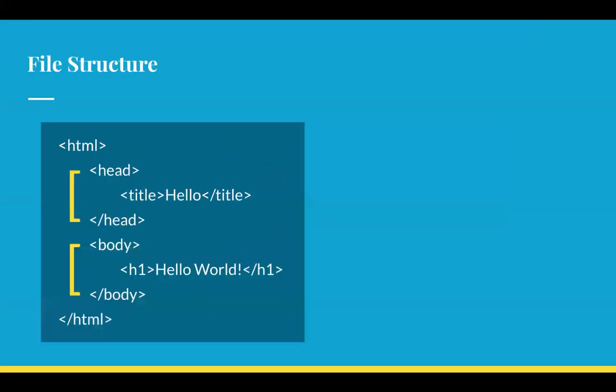HTML files must have defining HTML, head, and body tags in order for the browser to know how to read the file. The head contains information like the page title that appears in the browser tab, metadata, and keywords. The body contains the content that is displayed on the page. Notice the indented nature of the code, which helps to keep track of opening and closing tags.